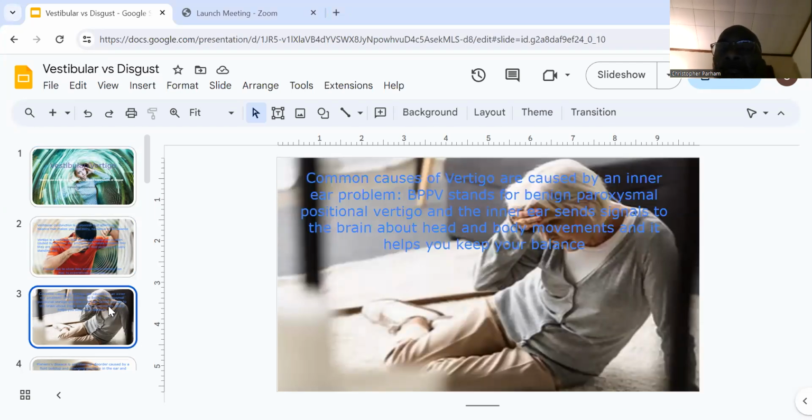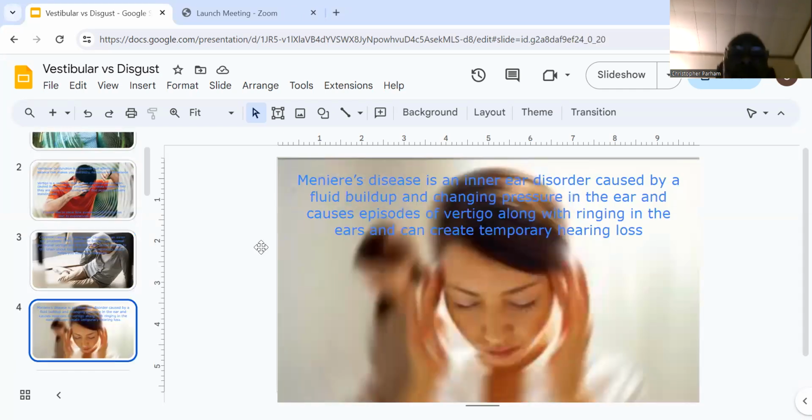Common causes of vertigo are inner ear problems, like BPPV, which stands for benign paroxysmal positional vertigo. The inner ear sends signals to the brain about head and body movements, and it helps you keep your balance. Meniere's disease is an inner ear disorder caused by a fluid buildup and changing pressure in the ear, and causes episodes of vertigo along with ringing in the ears and can create temporary hearing loss.